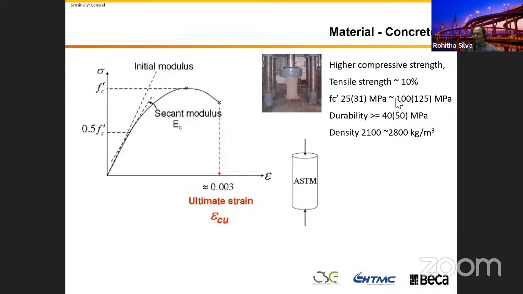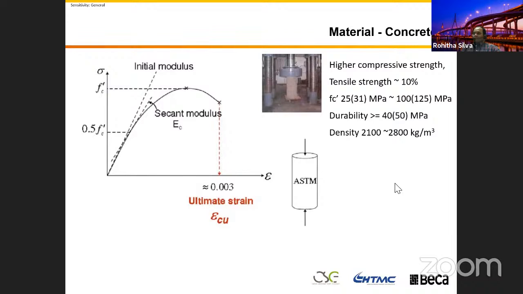For the cylinder strength, the failure occurs before the cube, because the cylinder strength is less. So if you convert that to the equivalent cube, you have to multiply by 1.25. For example, 40 MPa cylinder strength corresponds to 50 MPa cube strength.